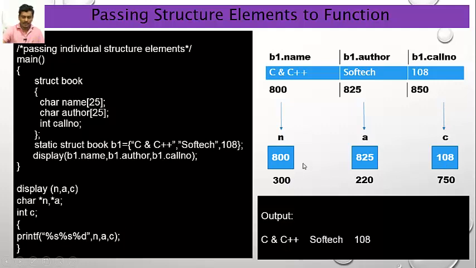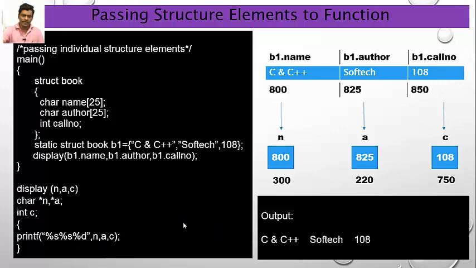Percentage d, n has 800. If you put percentage c, it will display the character of 800. If we put percentage d, 800. If percentage s, it will display the string of 800. What is the string of 800? C and C++ is the string of 800. So it will display C and C++, then softtext, then 108. This is the output of the program.